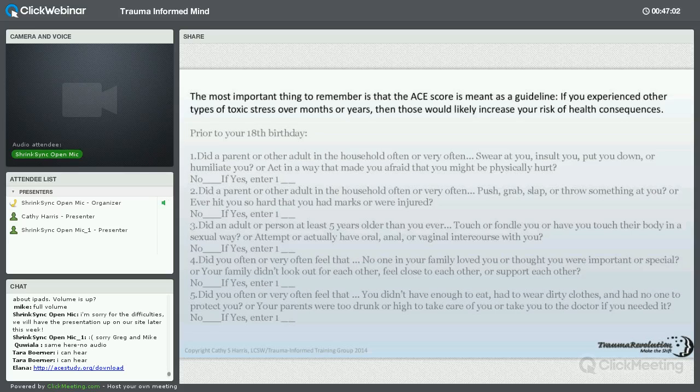Did an adult or person at least 5 years older than you ever touch or fondle you, or have you touch their body in a sexual way, or attempt or actually have oral, anal, or vaginal intercourse with you? Again, very different from asking were you sexually abused.